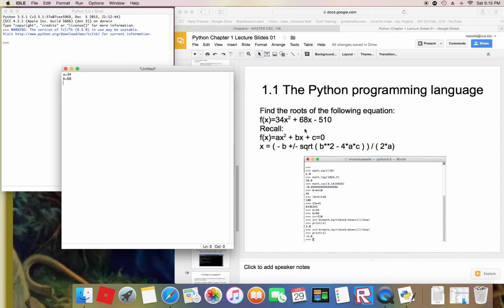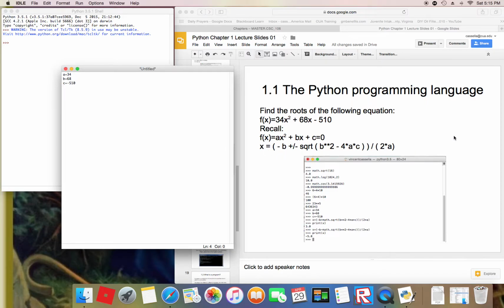Enter. Then c is equal to minus 510, because it's really plus c, so that would be equivalent to saying plus negative 510. So c is really minus 510. So I'll say c equals minus 510. Okay, now I'm going to solve for x.